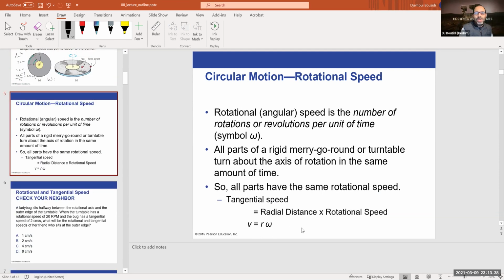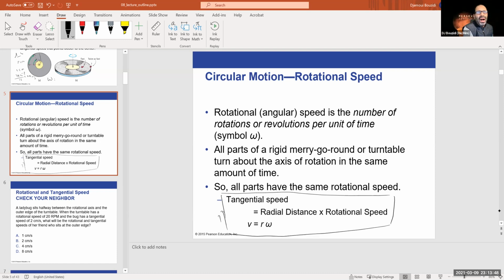Mathematically, they are related by this expression. We say the tangential speed, which is symbolized by V, is equal to R times omega. That's why if an object is right in the middle in here, it's going to move half as fast as this one. Because if this distance is R, but this distance is just R over 2, then the omega is the same. For any given point in here, the angle has to be the same.